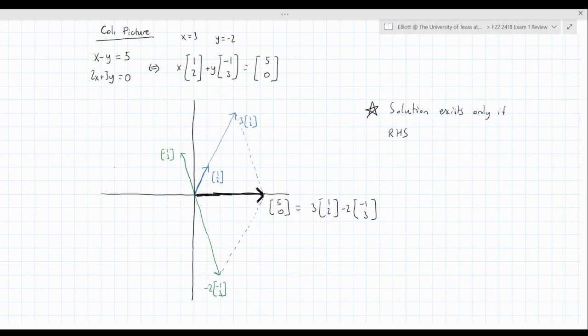So maybe I'll do like RHS for the right-hand side. So only if the right-hand side is a linear combination of the columns on the left-hand side.